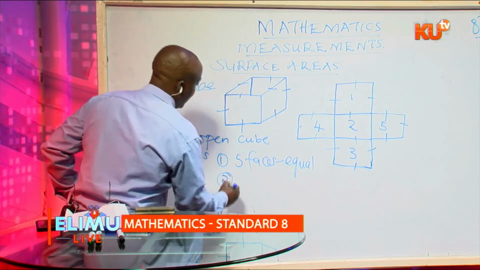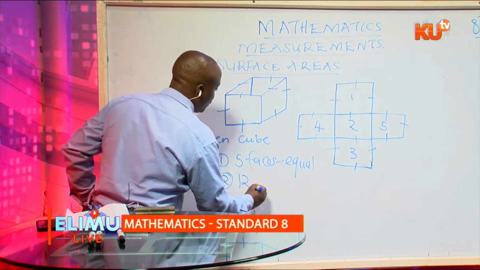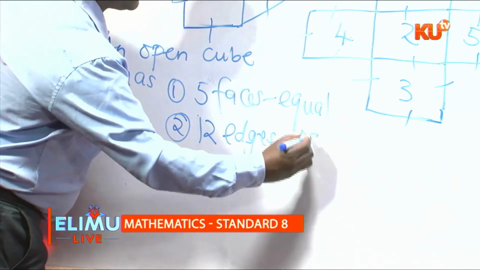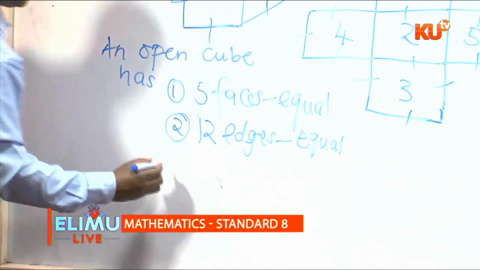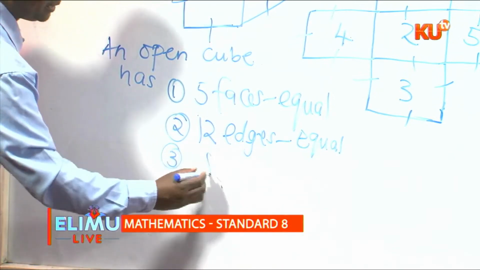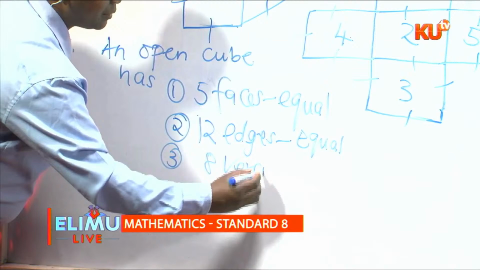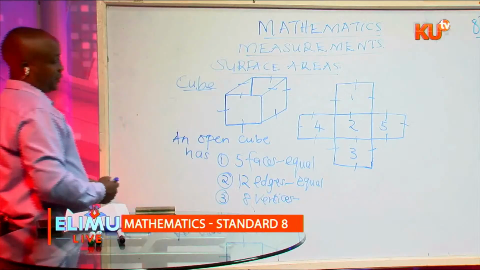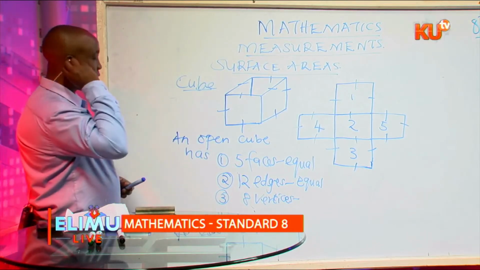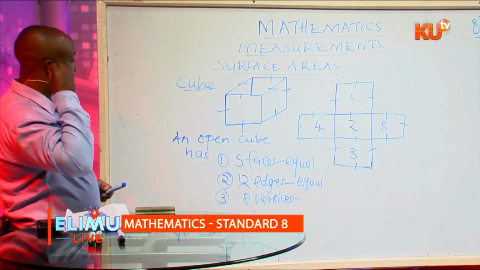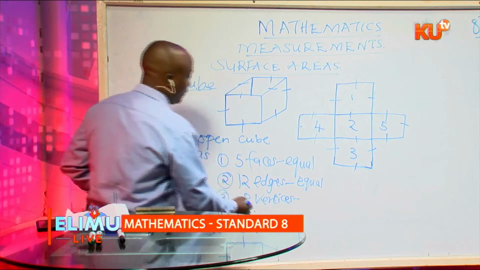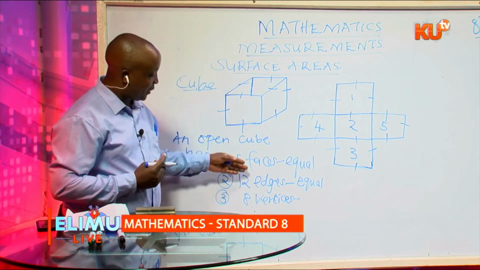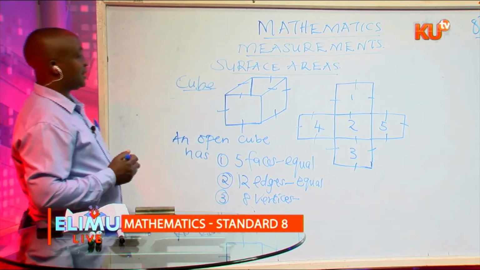Then 2, the number of edges do not change. So it has 12 edges, and all the edges are also equal. Then when we come to vertices, it has 8 vertices. Remember, we have said the vertices is a point. A vertex is a point where 2 or more edges meet. And when they are many, they are called vertices. So that is an open cube. It will have 5 faces, 12 edges, and 8 vertices.